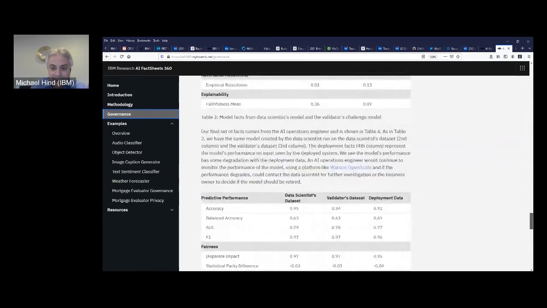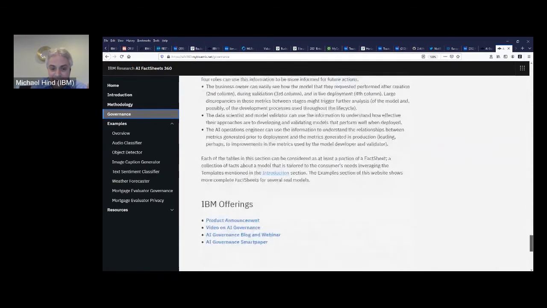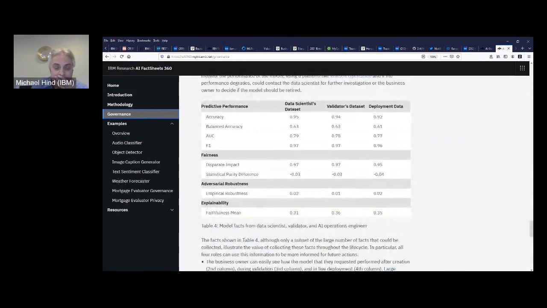We'll go down to here. This one right here. This is just a snippet of a fact sheet, right? And what it shows here is sort of 4 different dimensions, 4 different ways of measuring goodness about the model. So one of them is performance, and we have 4 different ways of doing that. Another is about fairness or bias. Another is about robustness. Another is about explainability.